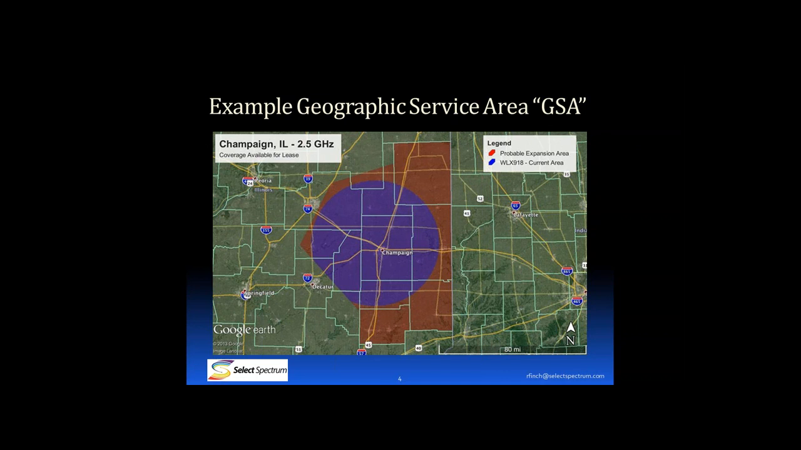There is additional area shown in red that's not currently licensed. It's not currently available. It's what some people refer to as EBS white space. I call it EBS to-be-licensed space, in hopes that the FCC will still soon license it. And here we call it a probable expansion.